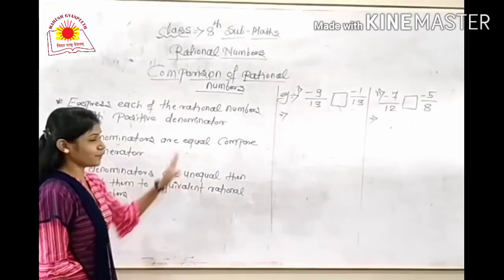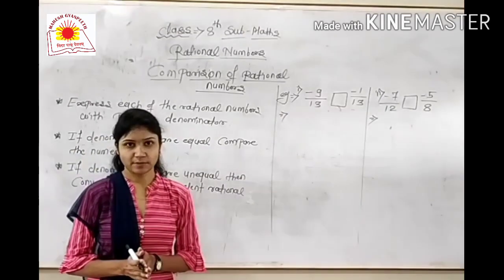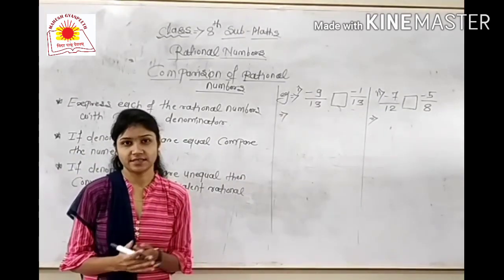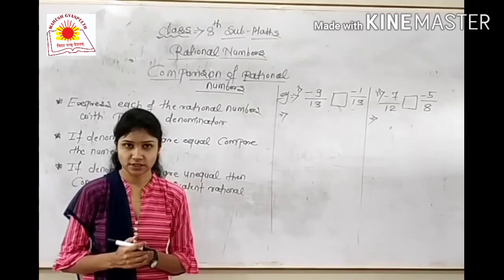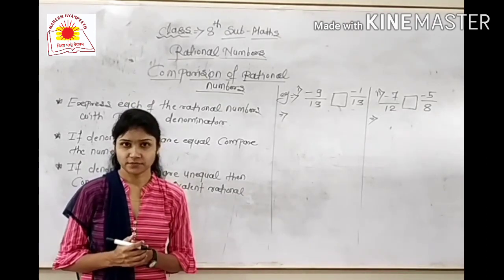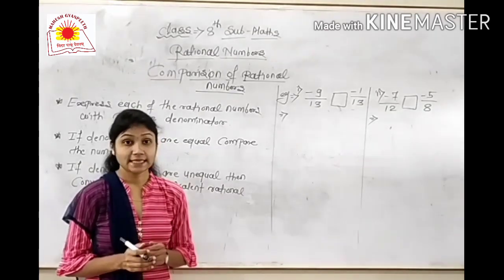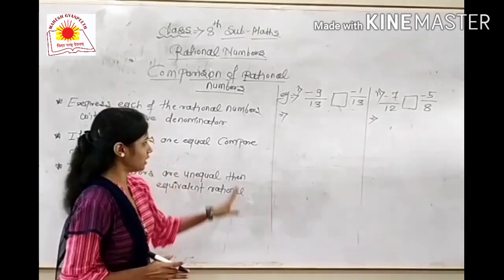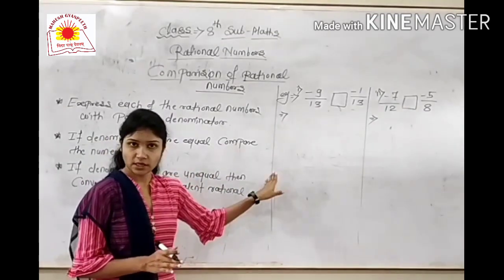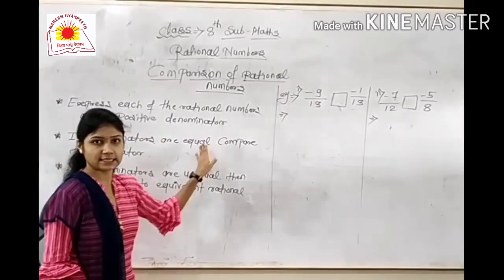Now the next topic is comparison of rational numbers. It means how to compare rational numbers: less than, greater than, arranging in ascending order, descending order. We have to use it. All of you know about the comparison of fractions. The same method you have to use here for comparison of rational numbers. Some points we have to firstly discuss here.